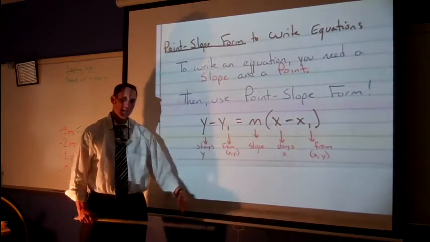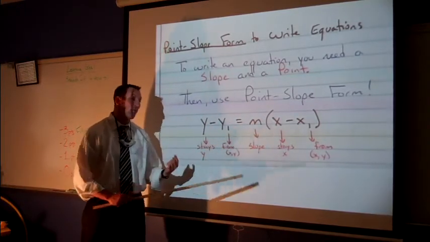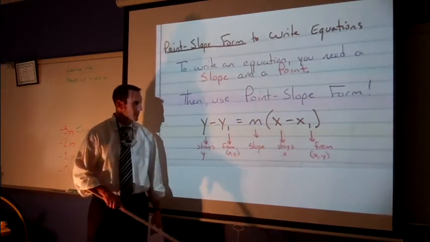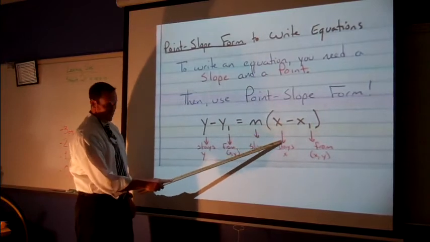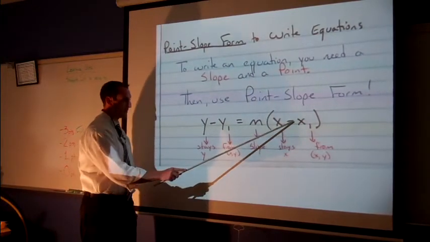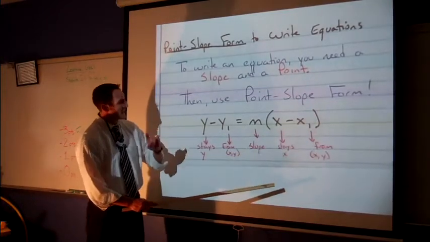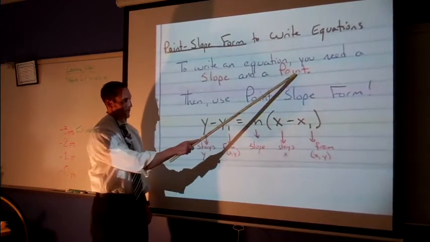The equal sign stays equal. The m is the slope that we have. Remember, we need a slope, so the m is the slope. This x stays x. This minus sign stays there. And x1 is the x-coordinate from the point that we have.